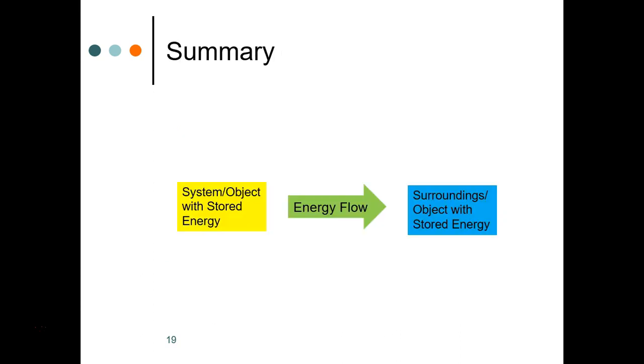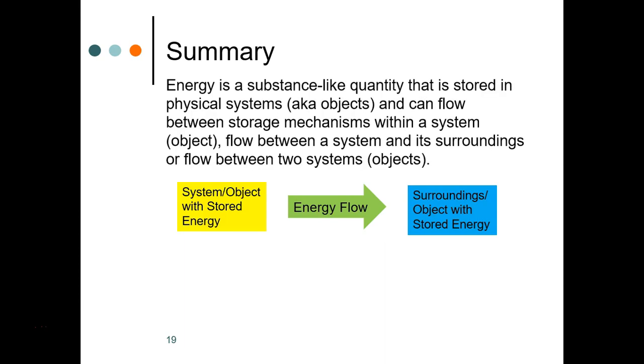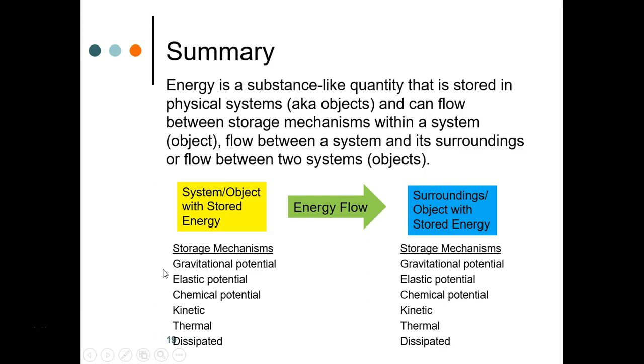Let's wrap up this video with a summary of what we've learned. Energy is a substance-like quantity that is stored in physical systems, and it can flow between the storage mechanisms within a system, or it can flow between a system and its surroundings, or it can flow between 2 different systems. Energy is stored in a system or object in 6 storage mechanisms: gravitational potential, elastic potential, chemical potential, kinetic, thermal, or dissipated. And finally, energy flows between systems or objects through transfer mechanisms. There are 3 of them: working, heating, and radiating.